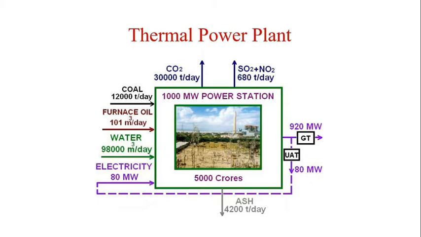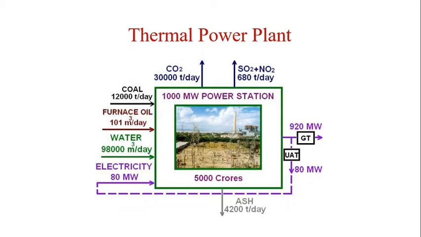With ash, we have emission of CO2, SO2 and NO2 as well. So CO2 emitted from a thermal power station is almost 30,000 tons per day, as well as SO2 and NO2 around 680 tons per day. By giving inputs of coal, furnace oil, water and electricity, we have electricity generated of around 920 megawatts from the 1000 megawatt power station.